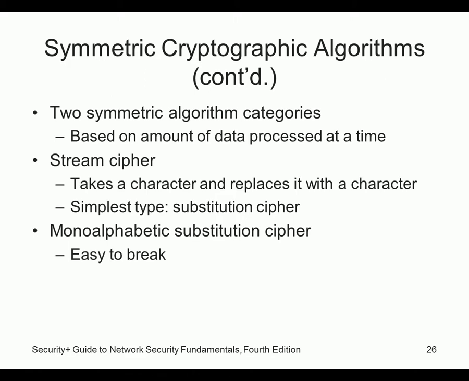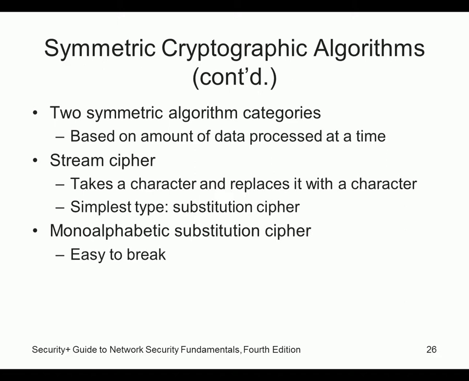algorithms categories. Stream or monoalphabetic substitution. Stream encrypts a character at a time, takes a character and replaces it with a character. It's kind of like the Sunday paper, which had the little daily jumble in there. They replaced one letter with another.